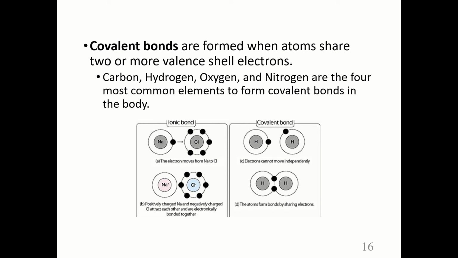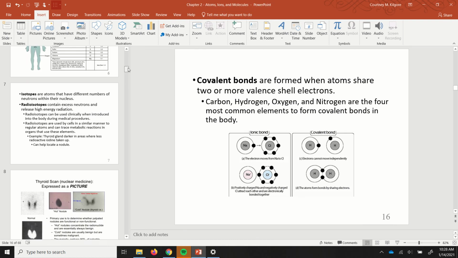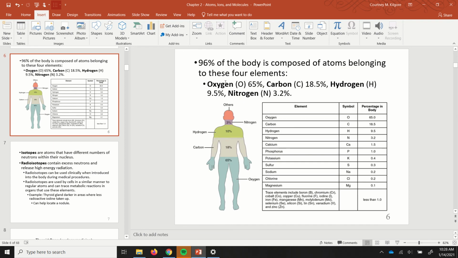Now let's talk about covalent bonds. Covalent bonds are formed when atoms share two or more valence shell electrons. Carbon, hydrogen, oxygen, and nitrogen are the four most common elements to form covalent bonds in the body. Remember, oxygen is the most abundant, followed by carbon, I believe, hydrogen, and then nitrogen. We can go back to our table to see. Oxygen, carbon, hydrogen, and nitrogen.